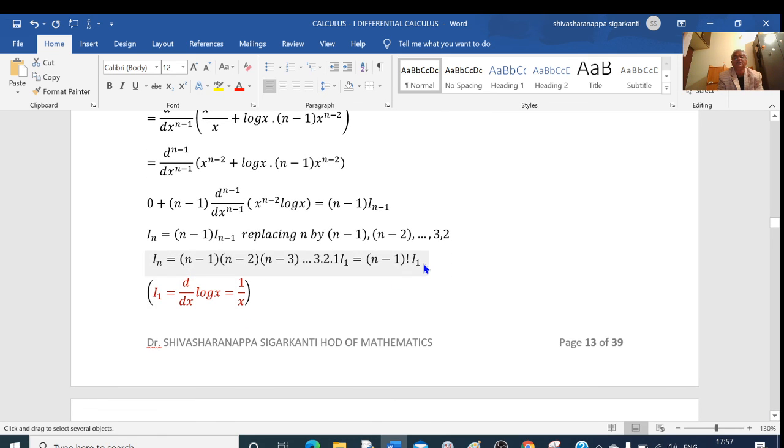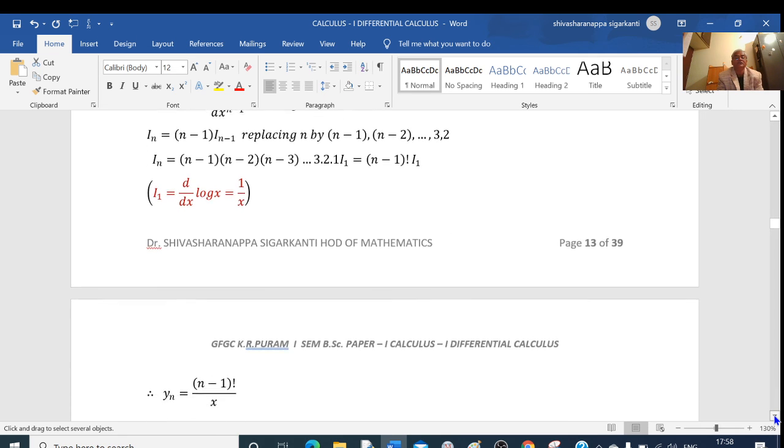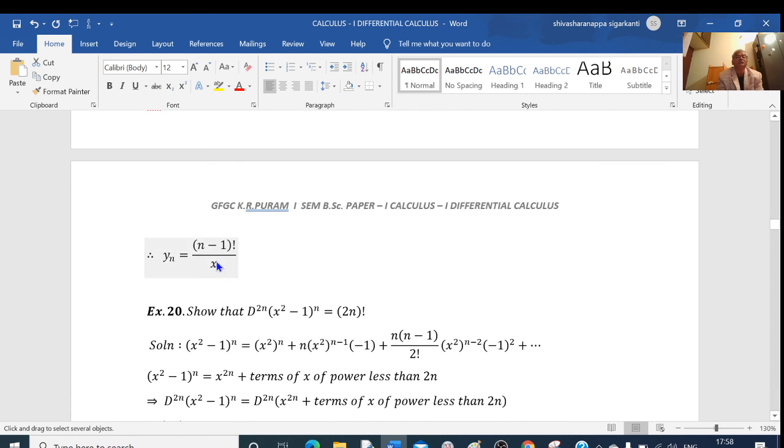Now substituting here, what I am getting is 1, 2, 3, 4 up to n-1, which is nothing but (n-1) factorial into I_1, which is nothing but 1 by x. So I_n is equal to (n-1) factorial divided by x. Okay.